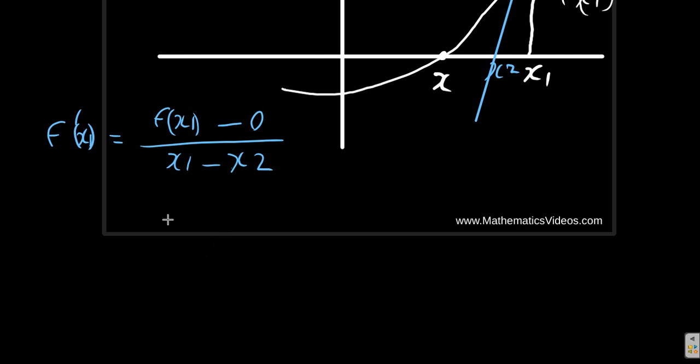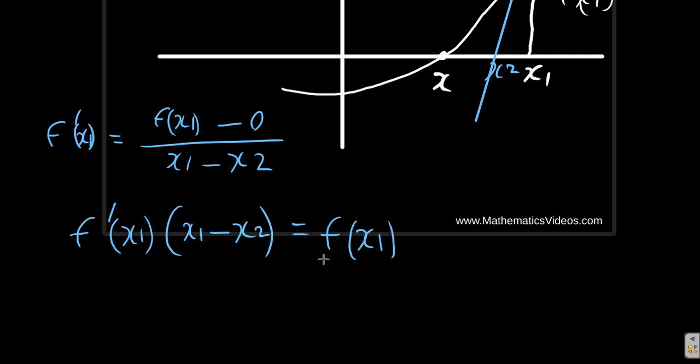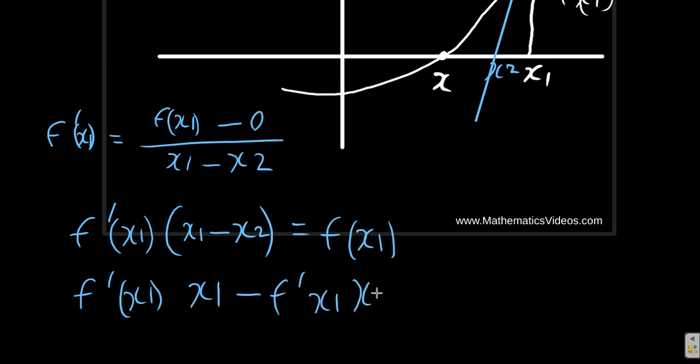So we multiply both sides by x1 minus x2, so we have f prime of x1 times x1 minus x2 is equal to f of x1. Alright? So that's what we have. Now if we multiply out the brackets, f prime x1 times x1 minus f prime x1 times x2 is equal to f of x1.